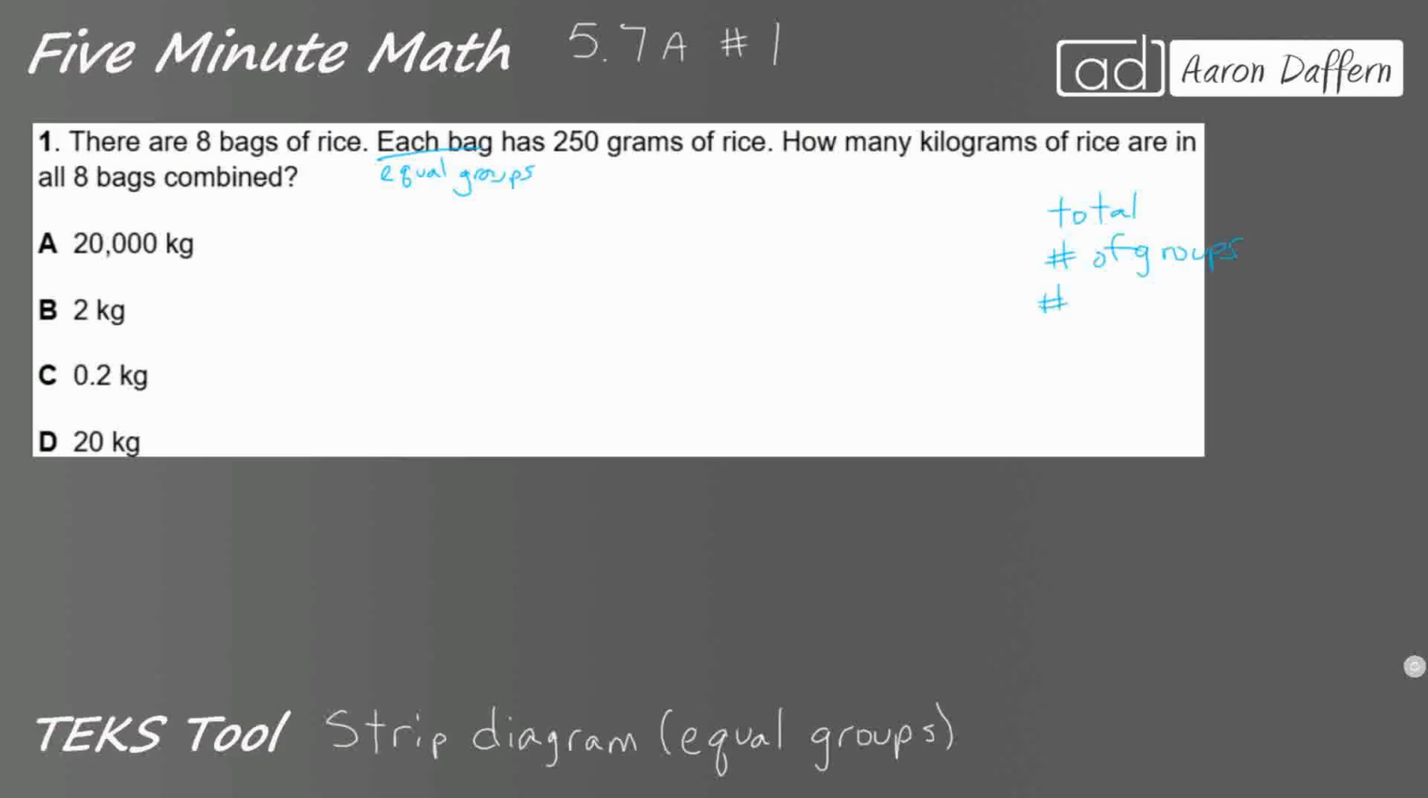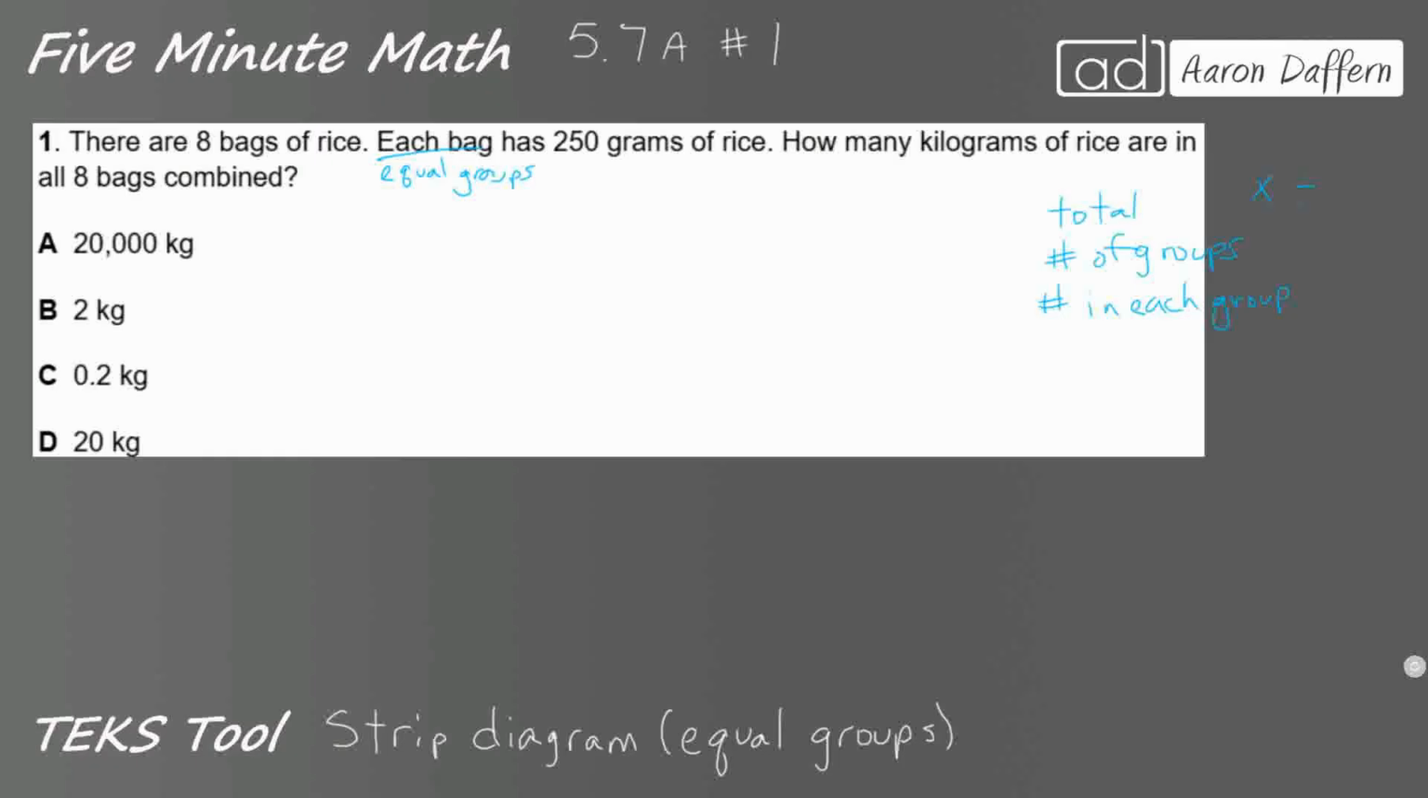Once we get a statement that says the same number in each group, or each, that's going to let us know that we have an equal groups problem. They're going to give us two of these, and we're going to ask for the third. If they give us the total, that means we're going to divide. If they ask us to look for the total, then that means we are going to multiply.